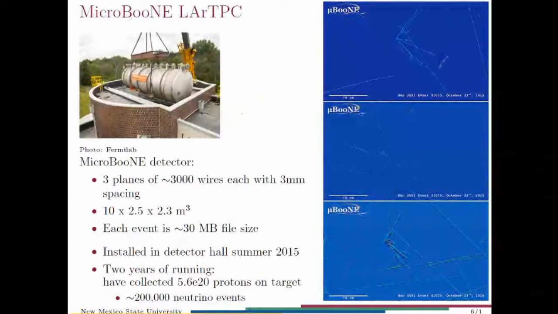So in MicroBooNE, we have 3 of these planes. So this is one neutrino event, the same one Kevin showed earlier. And so you can use the 3 planes plus the timing information to get a nice 3D reconstruction of these events. Each of the planes is 3,000 wires, and we read thousands of time ticks per event. They're 10 meters long, so these are huge events. Each event is about 30 megabytes. So it's a lot of information per event. So we installed about 2 years ago. We've been running. We have about 200,000 neutrino events on tape right now.